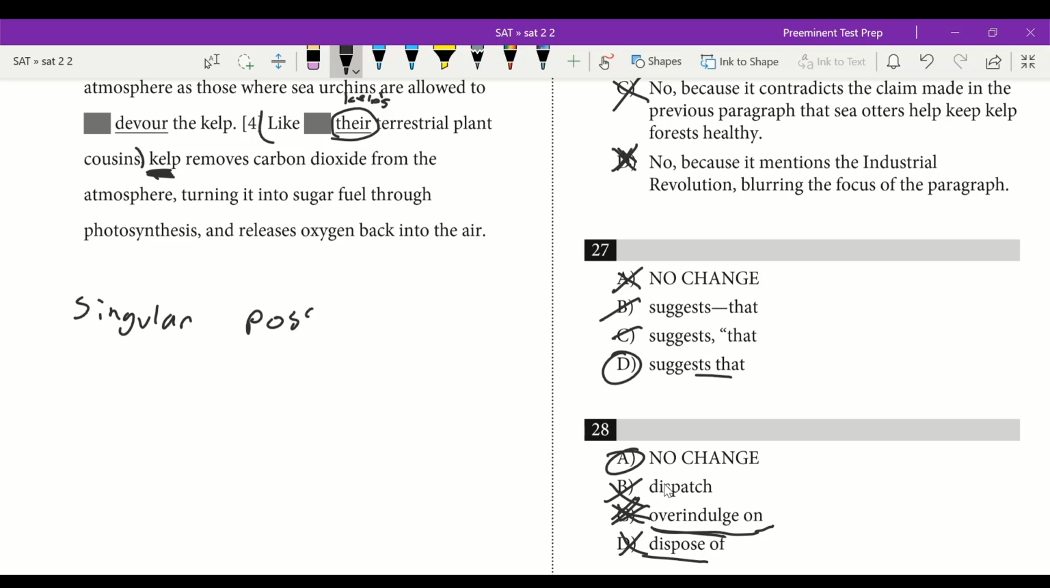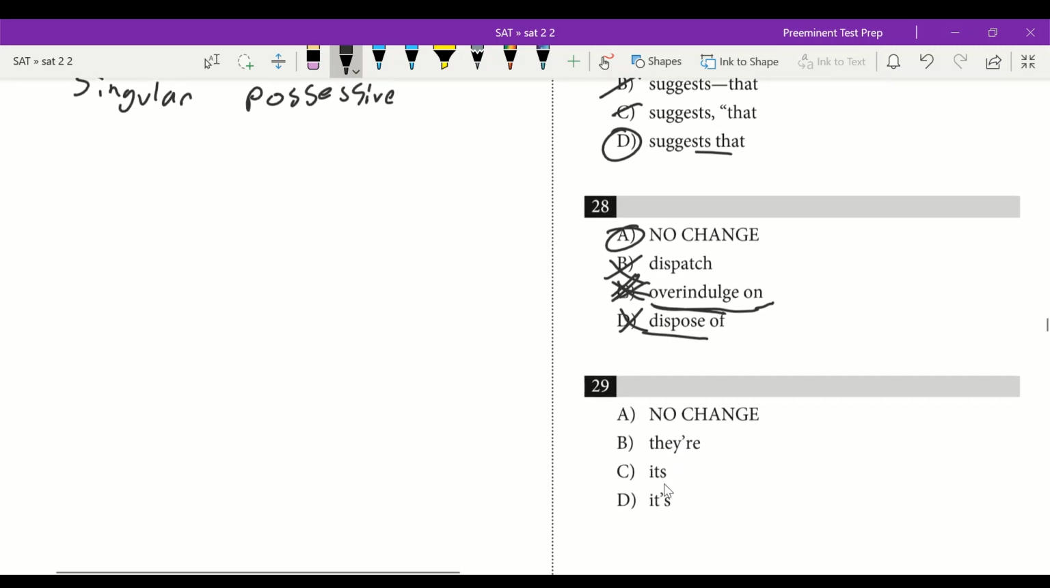So we need a singular possessive. Well, what does singular mean? It means there is out, because there would be plural. And this one's they are, so that one you can get rid of just by knowing it right there. So we're left with it and its. Well, this D would be it is. That's not possessive, right? C is our singular and possessive one. So C is going to be our answer.